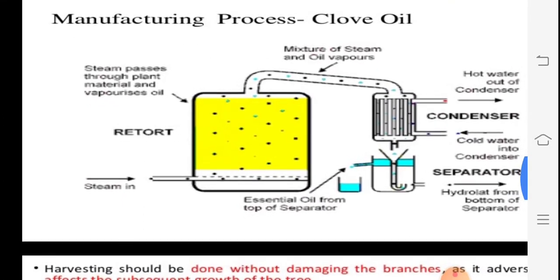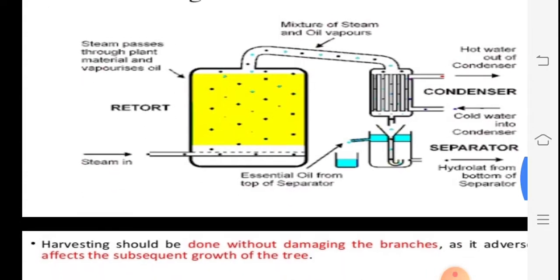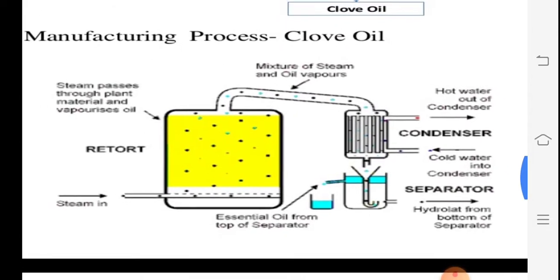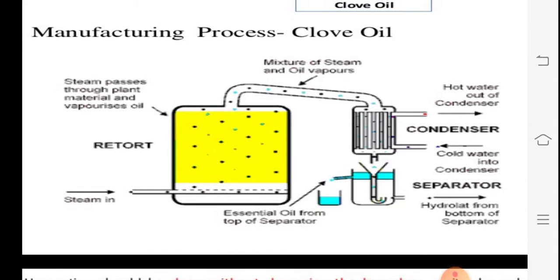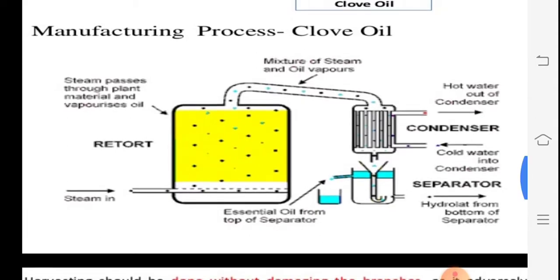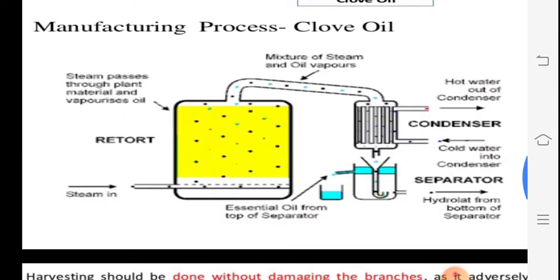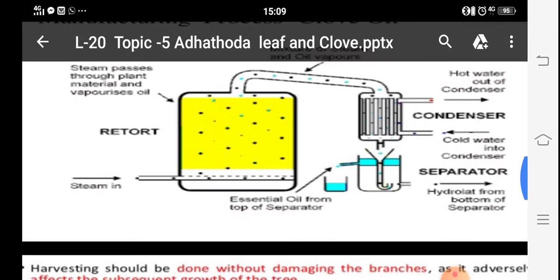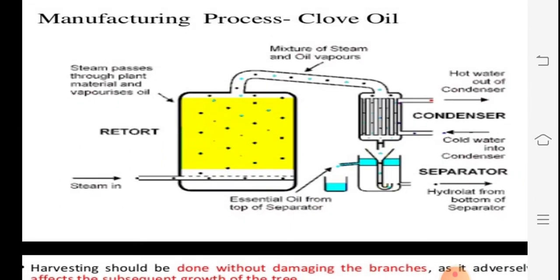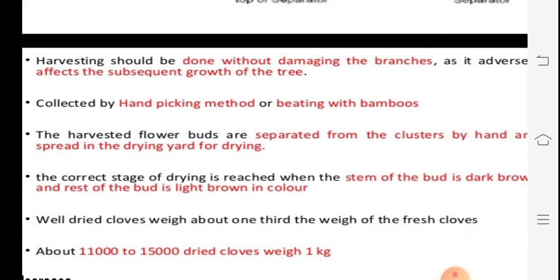So just see, essential oil is obtained by this instrument, where the boiler is there, and the retort, where the raw cloves are generally placed. On the steam, it forms evaporation and is brought to the condenser on the right hand side. Then the oil is always collected in this separator, and the oil floats on the surface. So like this, this is the manufacturing process of clove oil.